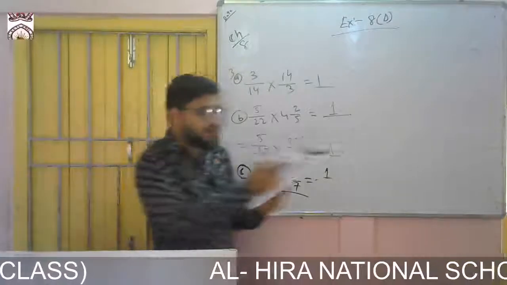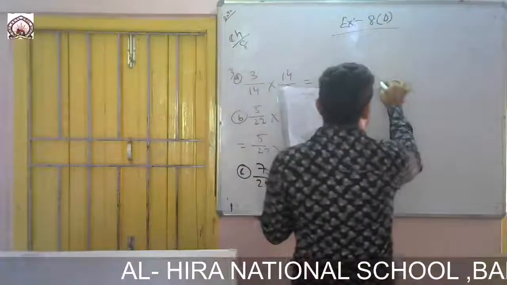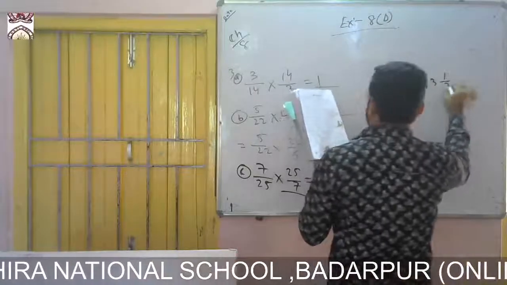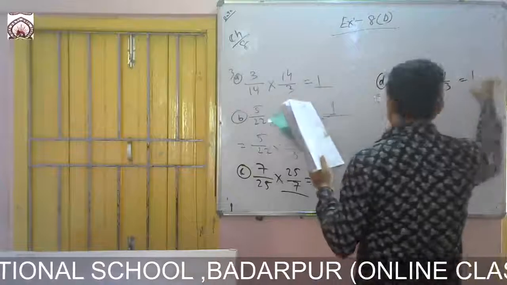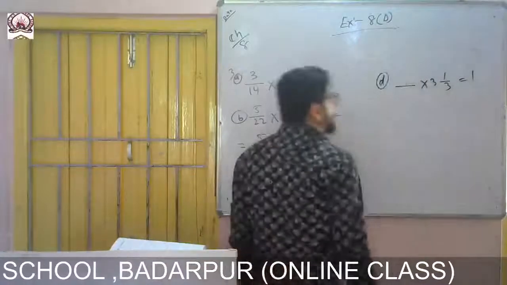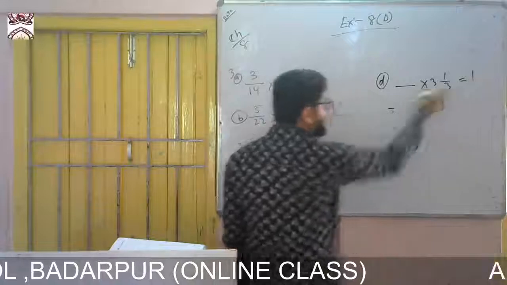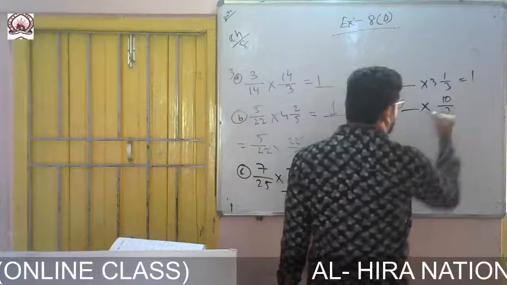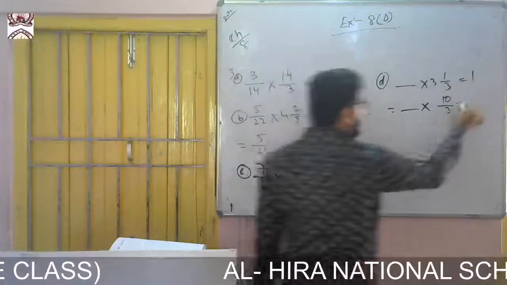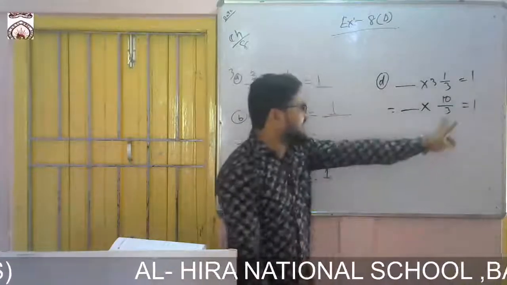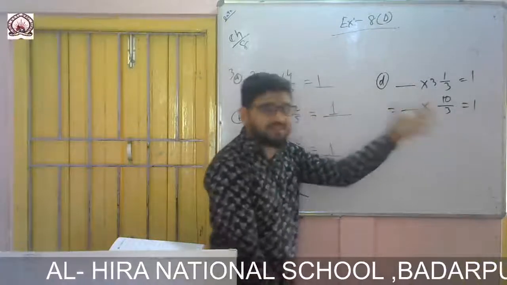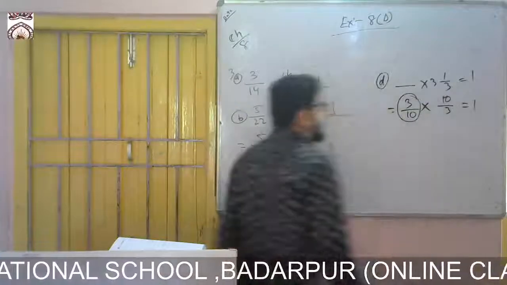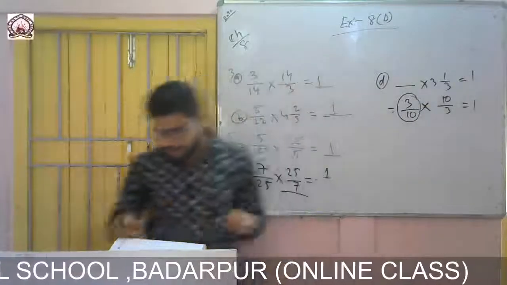Okay, now come to question number D. Dash into 3 1 by 3 equals 1. That means with this 3 1 by 3, what should be multiplied? Yes, the reciprocal of this. 3 threes are 9 and 1 is 10, so it is 10 by 3. To get 1, we need to multiply by the reciprocal of 10 by 3, which is 3 by 10. So 3 by 10 is the required answer.